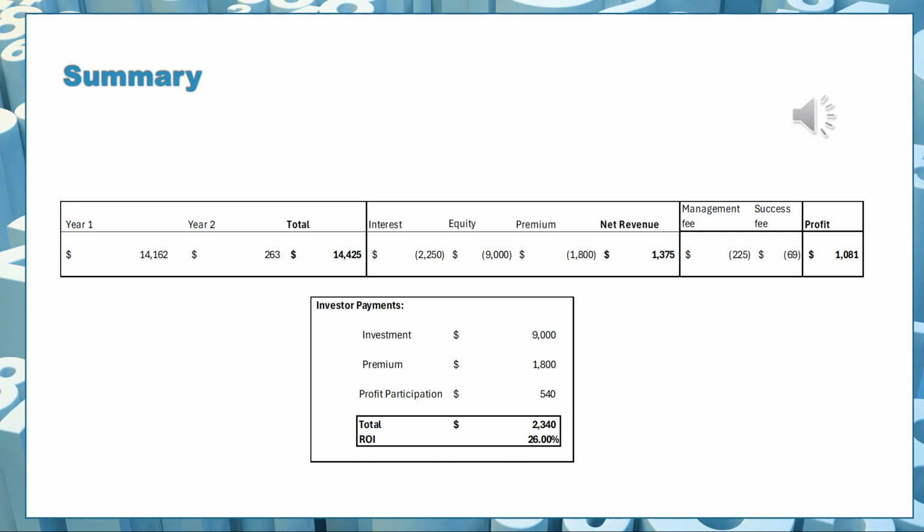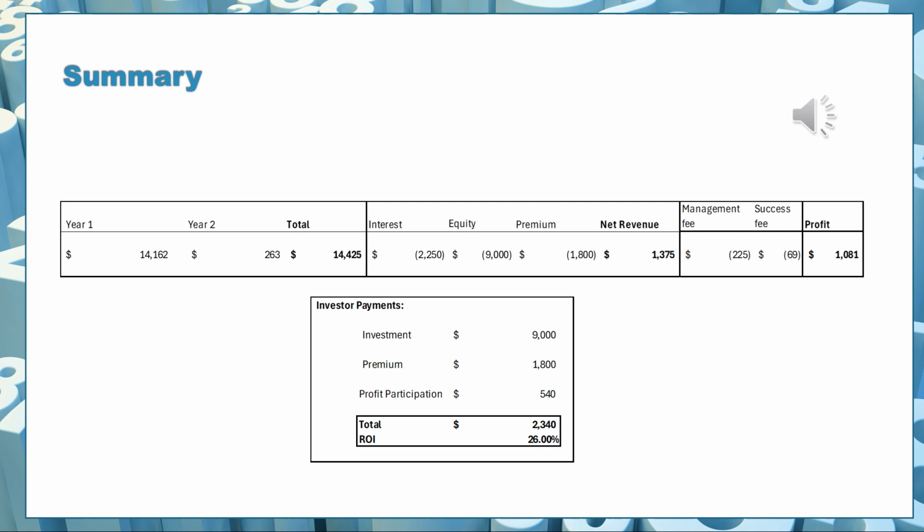1,375,000. The management, us being us, will charge 2.5% management fee on the raise, which is the equity. 2.5% of 9 million is 225,000, and the success fee is 5% of the net revenue, which is 1,375,000. So we are deducting this, leaving us with profit of 1,081,000. Of that, I'm sharing 50% with the equity, so they get a profit participation of 540,000.